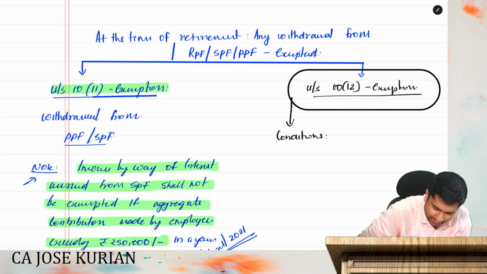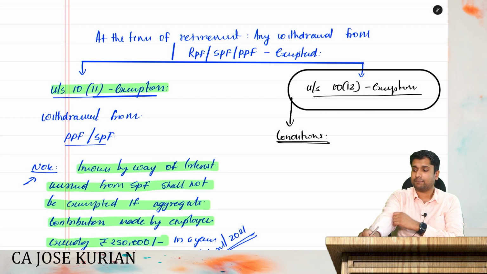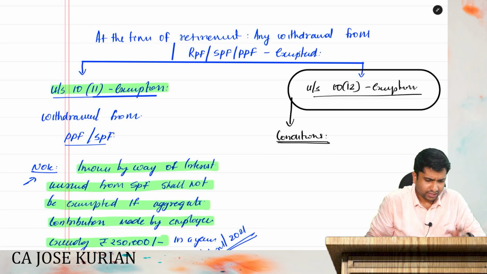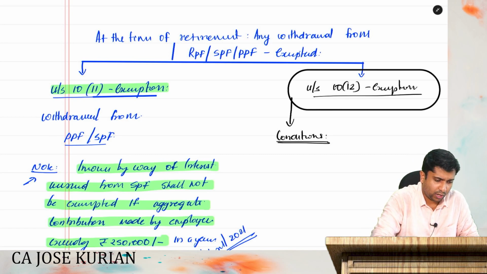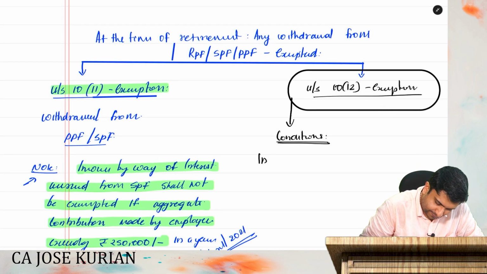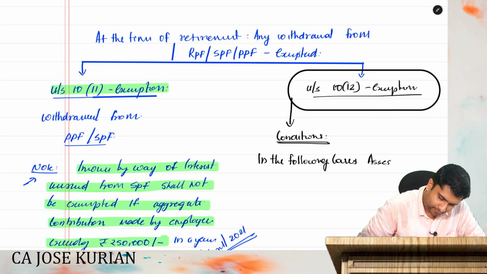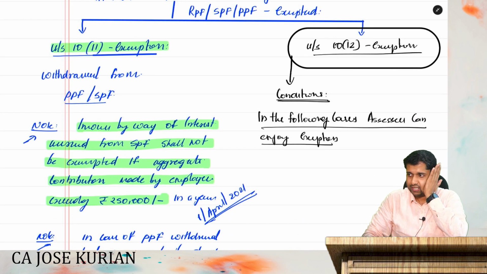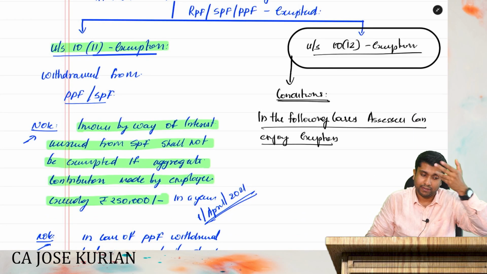There are certain conditions to claim this exemption under section 10(12). So let's understand which are the conditions, and how to claim the exemption. The first thing they say is, in the following cases, the assessee can enjoy exemption. Let's understand which are the scenarios where the assessee can claim exemption.